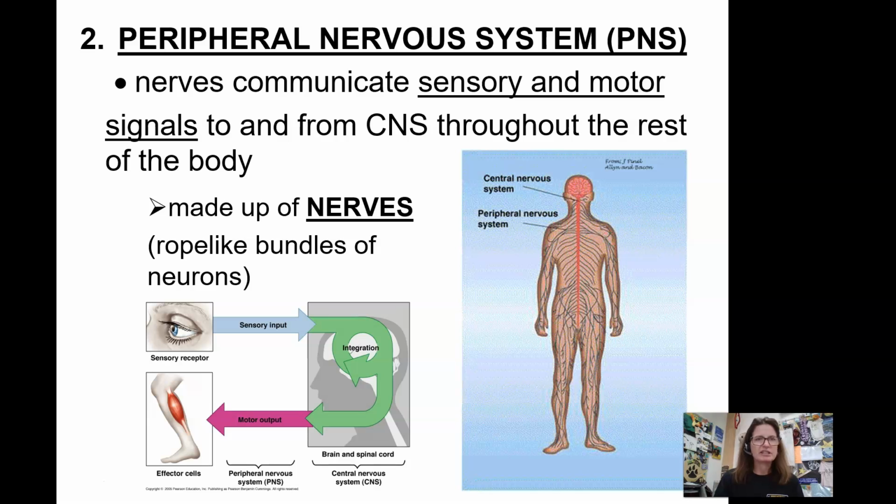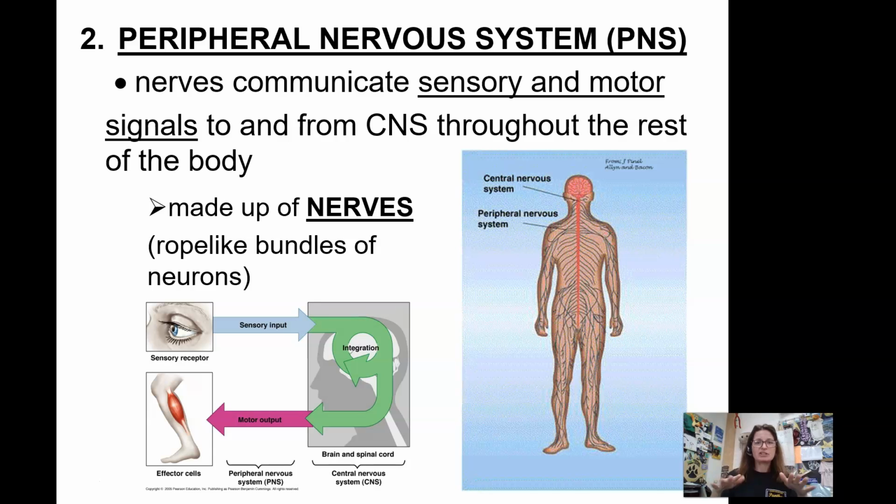Your peripheral nervous system is doing functions 1 and 3. It's doing the sensory information coming in, like from your hands and from your feet, up your legs and arms, into your spinal cord and then up to your brain, and it's taking the messages back out.